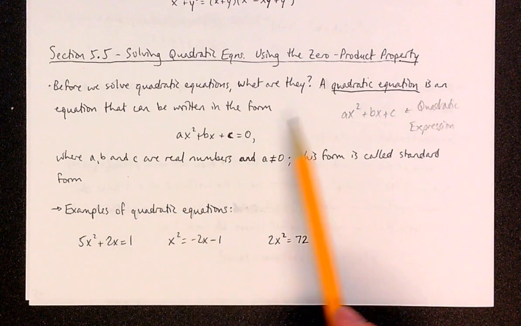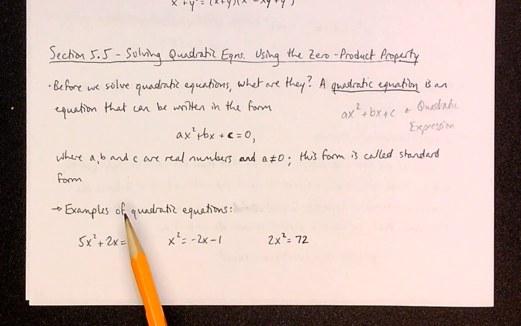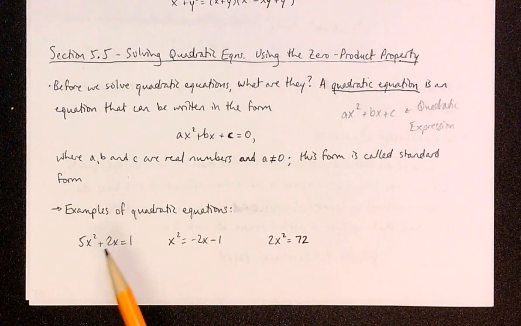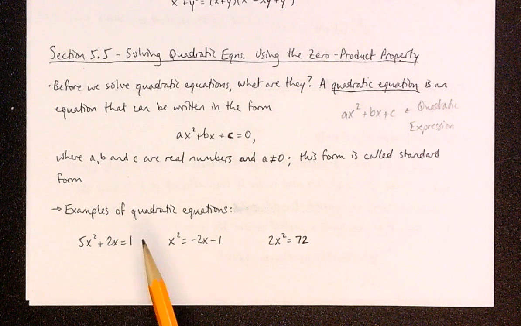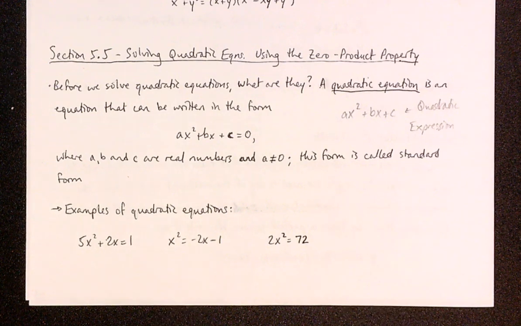And when we have our equation in this form here, it's referred to as standard form. So these are examples of quadratic equations right here. 5x squared plus 2x equals 1. It's not already given to us in this nice standard form, but I can put it in this standard form. All I have to do is subtract 1 from each side.